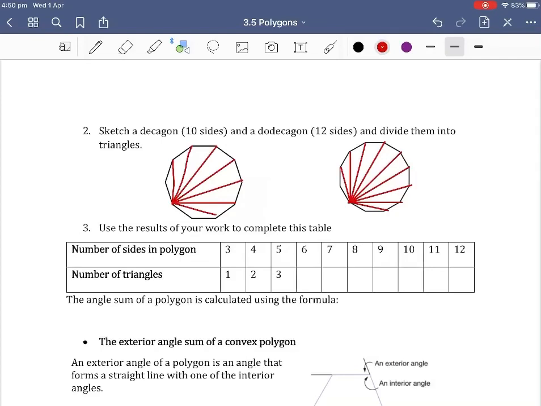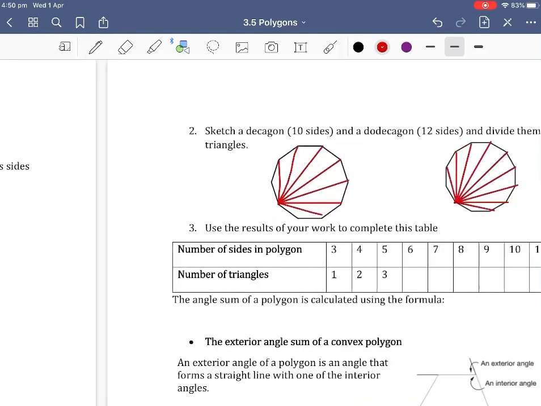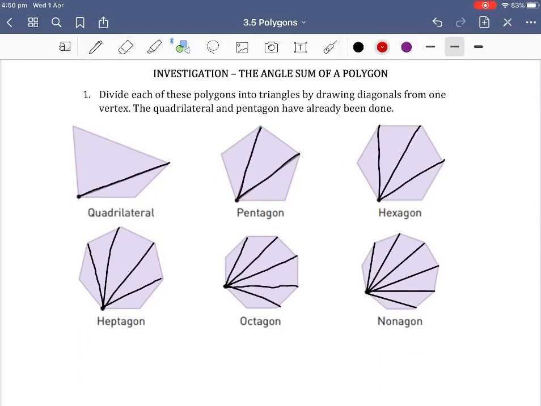Now what we want to do in part 3 is use the results of our work to complete the table of the number of triangles. The number of sides in a polygon is 3, and the number of triangles was 1. For our quadrilateral, it was 2 triangles. For our pentagon, it was 3. For our hexagon, we have 4 triangles.